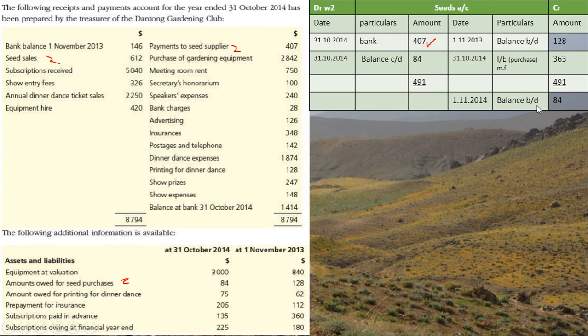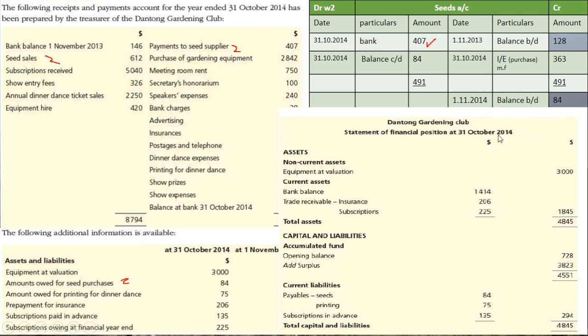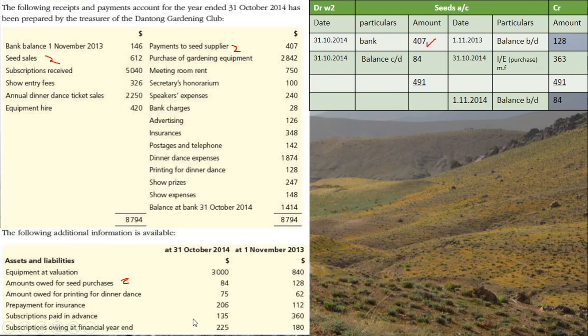So now in the statement of financial position, this 84 will go as your current liability. Remember, that's a payable. So if you see down here, current liabilities, you have payables with 84. That's how it's going to be presented. So I have a feeling you understood this as well.